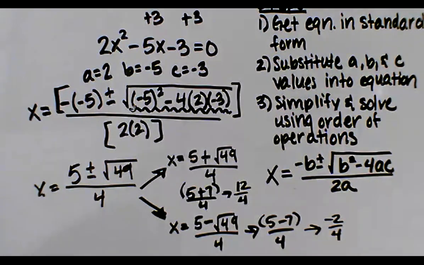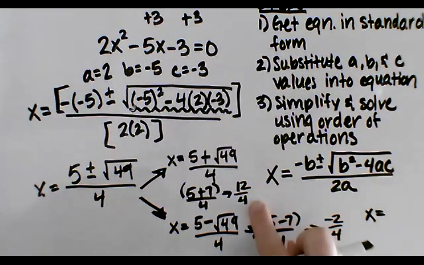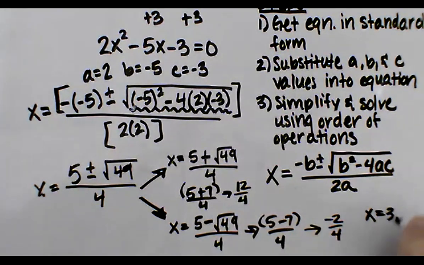If I were to simplify each of these, we are going to end up with 12 divided by 4 is 3, and -2 over 4 is -1/2. So these are the 2 answers.